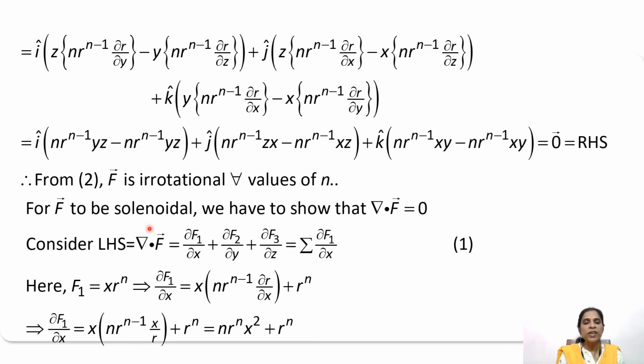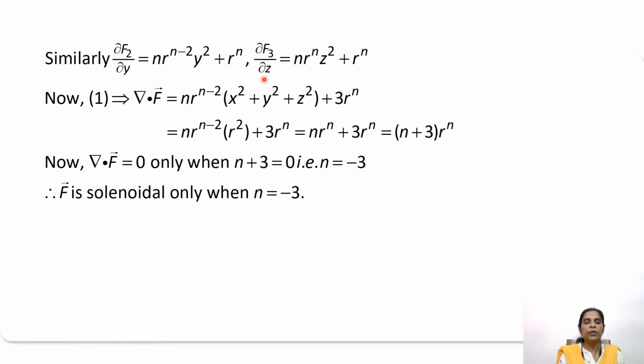And for f to be solenoidal, we have to show that divergence of f is equal to 0. So f is ready. Find ∂f1/∂x, ∂f2/∂y and ∂f3/∂z, substitute them and check for what value that expression is going to be 0. With the help of f1, we can find ∂f1/∂x, and that turns out to be n r^n x² plus r^n. You can write it similarly for ∂f2/∂y and ∂f3/∂z.